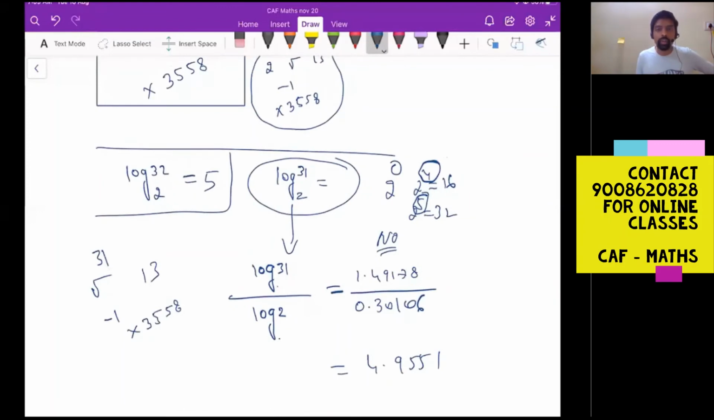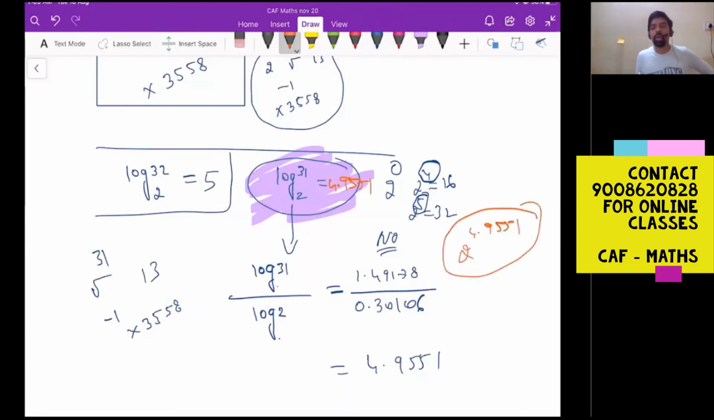So log 31 to the base 2 is 4.9551. So what should be the exponent here? The exponent should be 2 to the power 4.9551. This should be the exponent for 2, such that you will get 31.